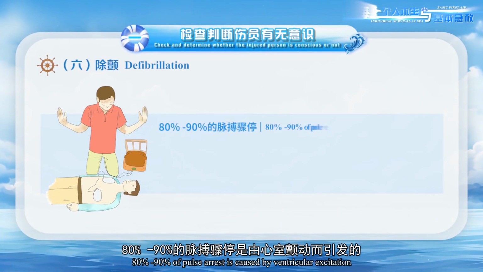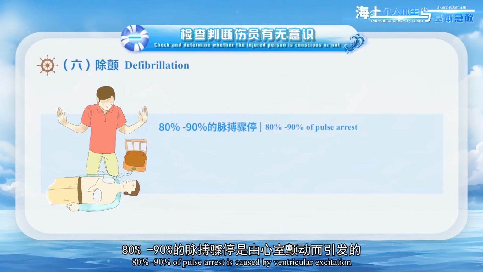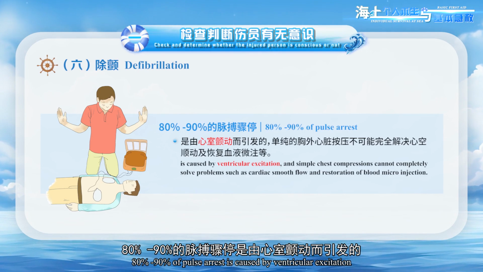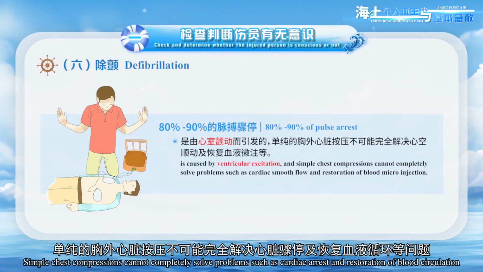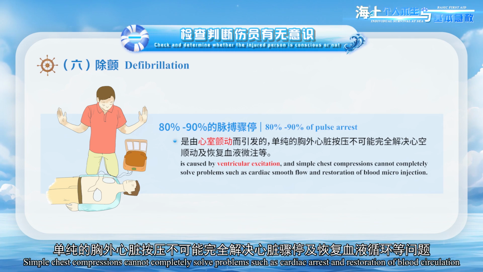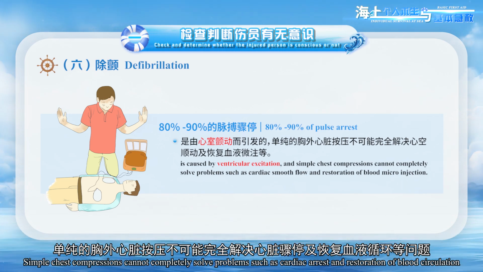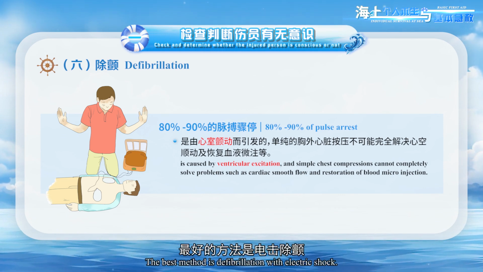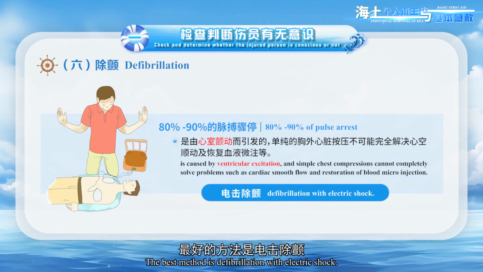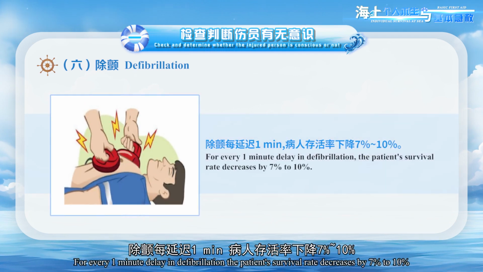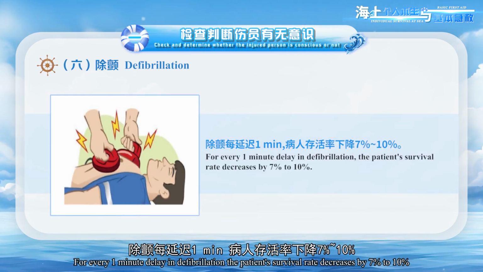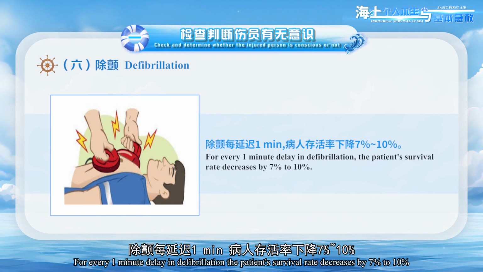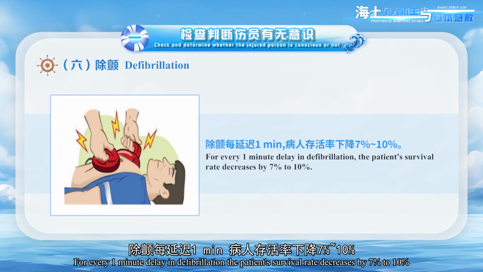Defibrillation: 80% to 90% of pulse arrest is caused by ventricular fibrillation, and simple chest compressions cannot completely solve problems such as cardiac blood flow and restoration of blood microcirculation. The best method is defibrillation with electric shock. For every 1 minute delay in defibrillation, the patient's survival rate decreases by 7% to 10%.